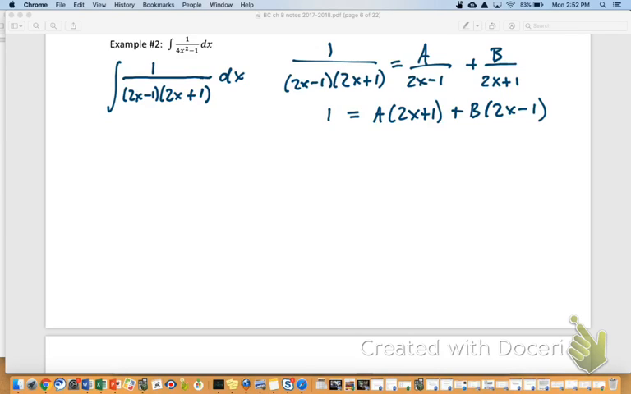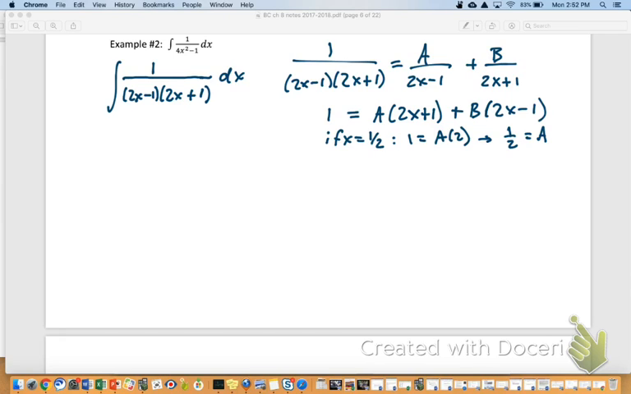Do you plug in either a 1/2 or a negative 1/2 to accomplish that? Okay, so I'll say if x equals 1/2, then I get 1 equals A times 2 plus 0. Therefore, I got A equals 1/2. You might have gotten A equals negative 1/2, but we might have switched the order of things, and that's okay.